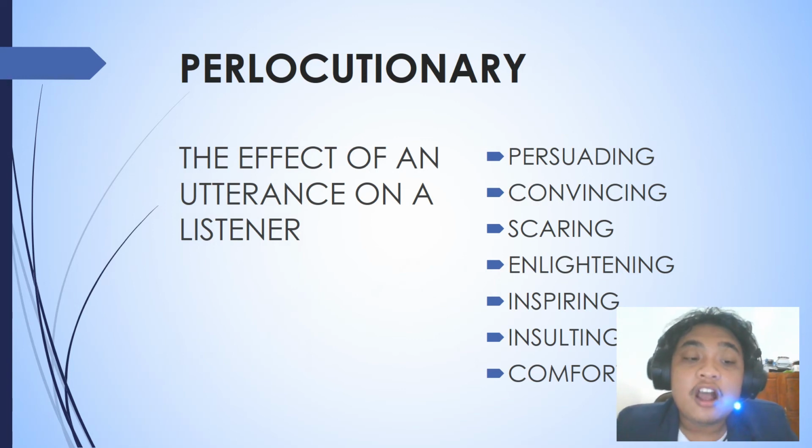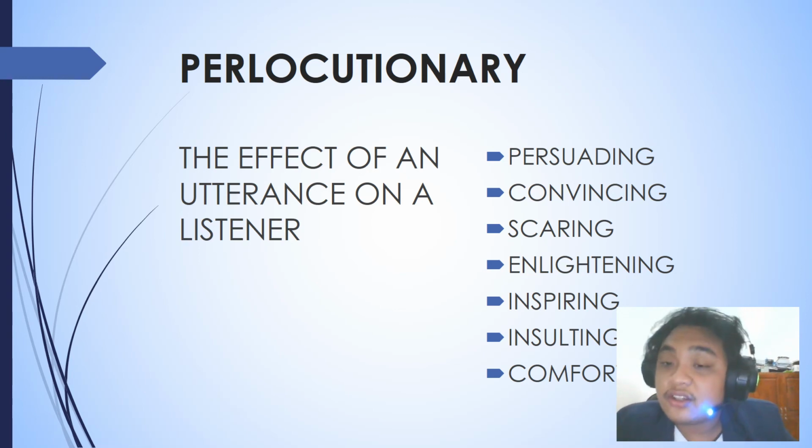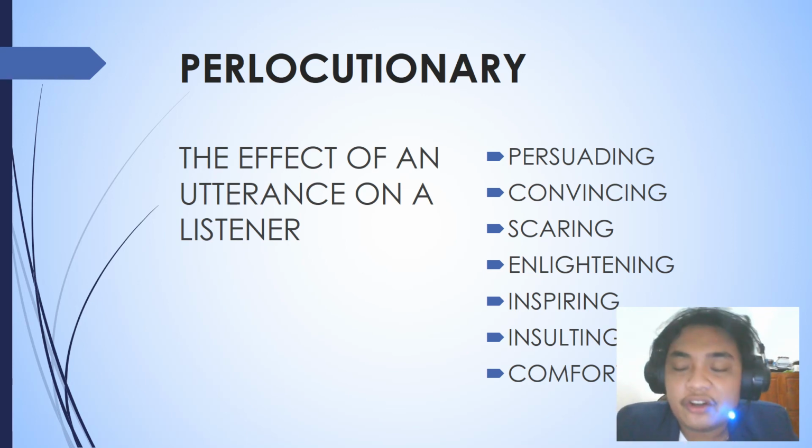Perlocutionary act. A perlocutionary act or perlocutionary effect is the effect of an utterance on a listener. Examples of perlocutionary acts include persuading, convincing, scaring, enlightening, inspiring, insulting, comforting, or otherwise affecting the hearer. The perlocutionary effect of an utterance is contrasted with the locutionary act, which is the act of producing the utterance, and with the illocutionary force, which does not depend on the utterance's effect on the listener.